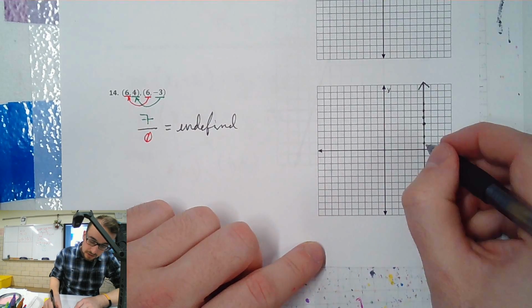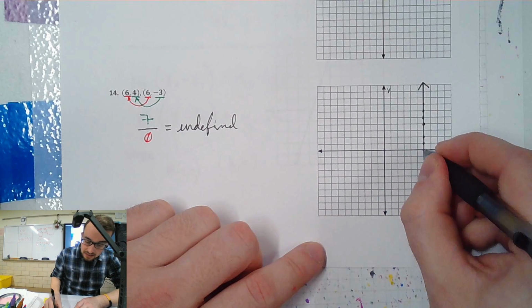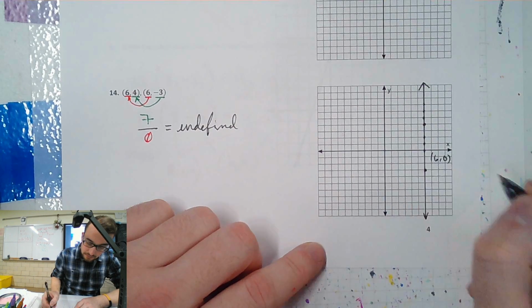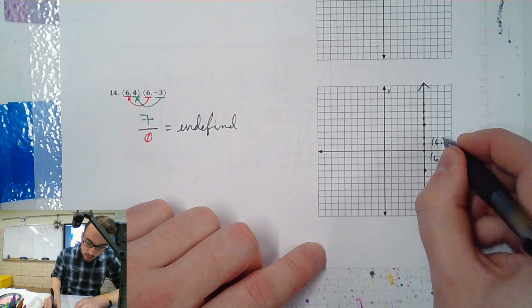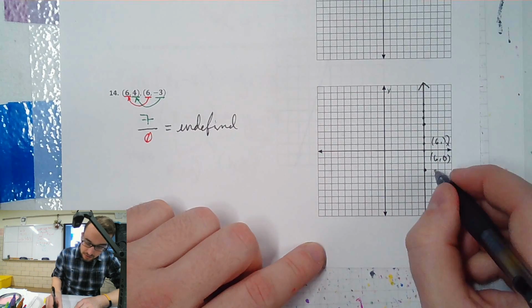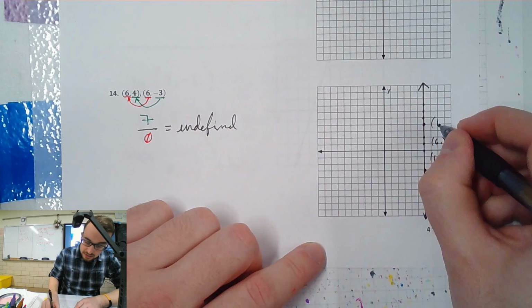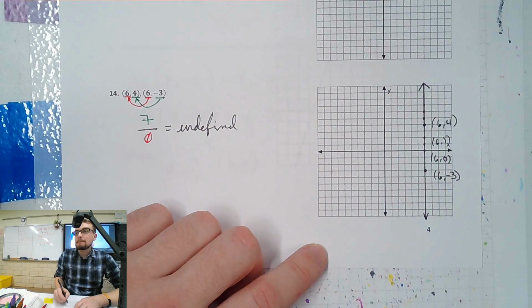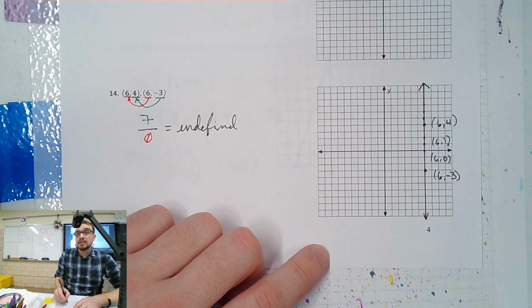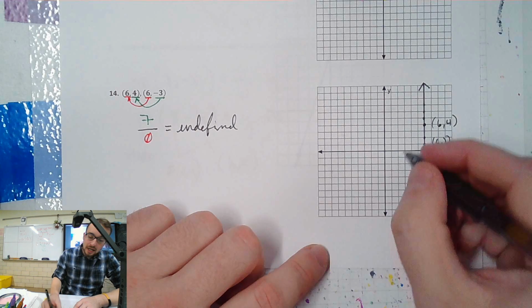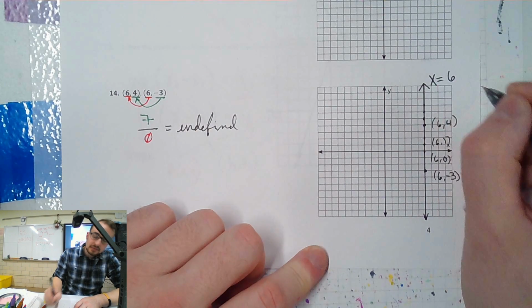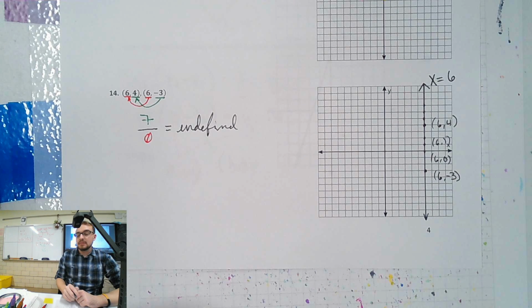All of these points, let's map them out. We've got 6 comma 0 here. We've got 6 comma 1 here. This looks like 6 comma -3. This looks like 6 comma 4. What do they all have in common? X is 6, right? So the equation is x is 6. It's the line where x is always 6.